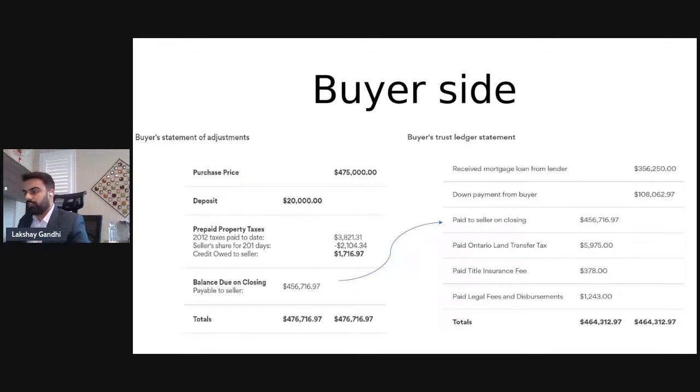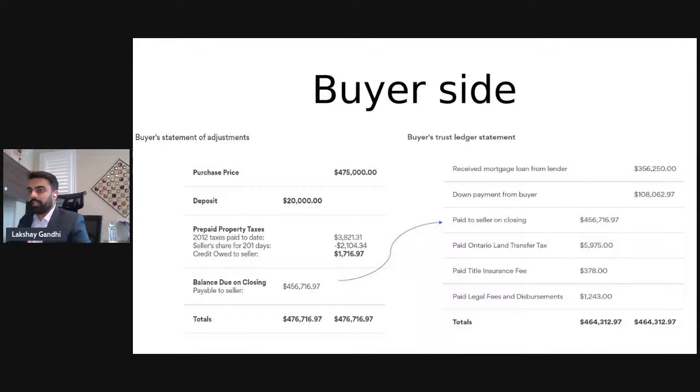And then you have the land transfer tax, title insurance, and legal fees. Adding up all of them, you're on the hook for $464,000 on the trust ledger. So these are two separate documents, but they are interrelated, because the bottom number of the statement of adjustment gets carried forward to the trust ledger statement.